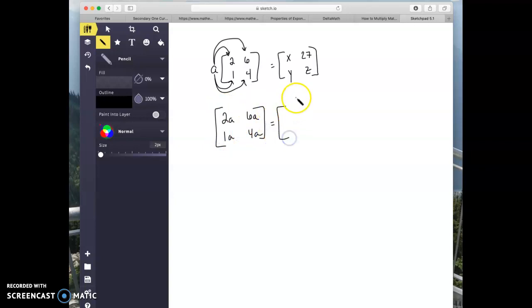And from what I can tell, you've got x, 27, y, and z. So what you end up with is, I believe, 2a equals x, 6a equals 27, 1a equals y, and 4a equals z. And the one where we can figure out what a is, is 6a equals 27.